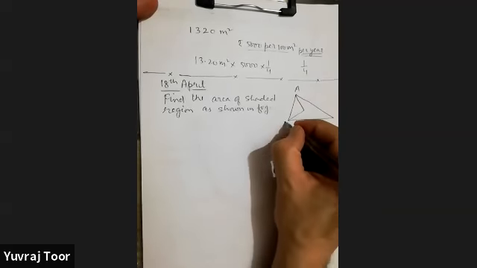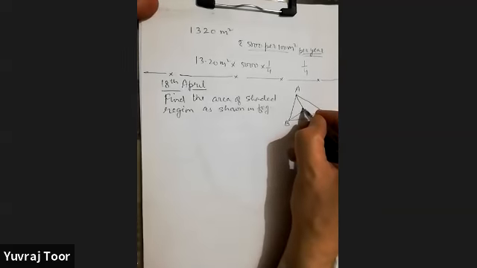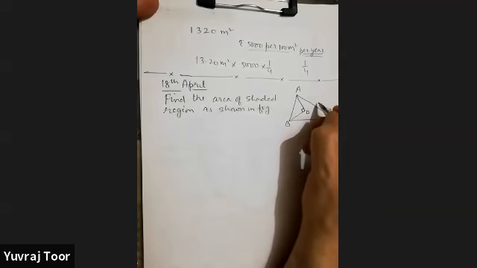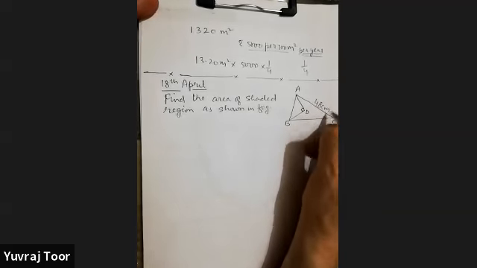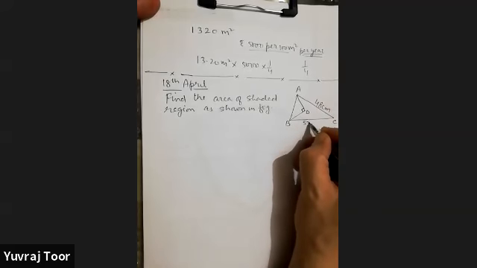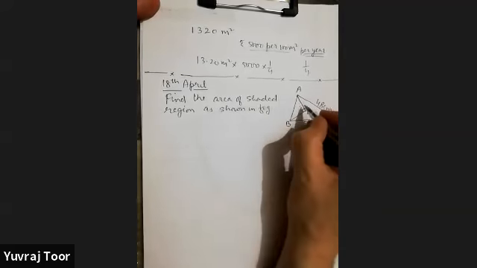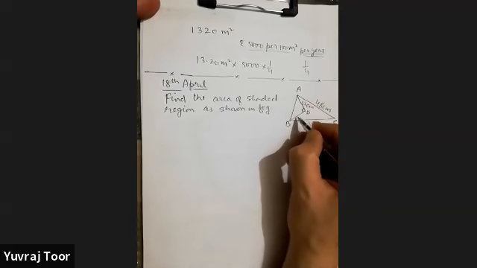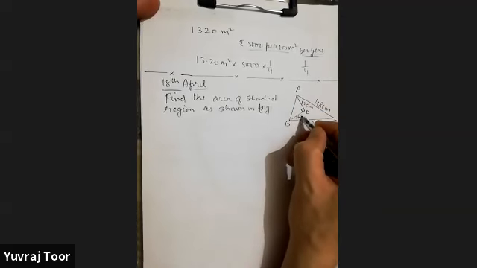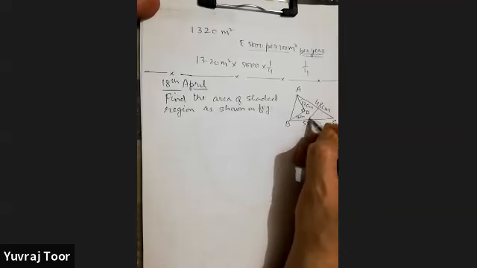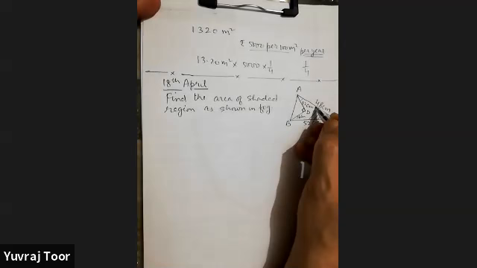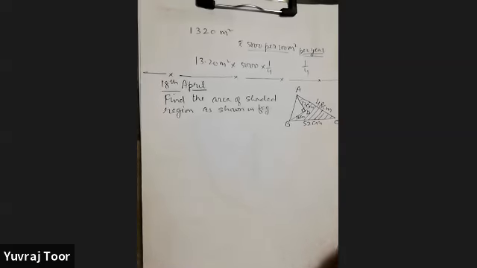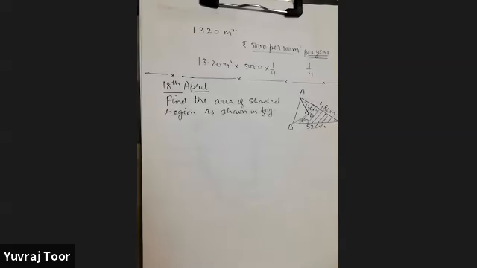A, B, C, and this is 90. Whenever this sign is there, it's 90. And this is D, 48 centimeters, 52 centimeter. This is 12 centimeter, and this is 16 centimeter, and the shaded region is this one. The whole of this is shaded. So we are supposed to find the area which is shaded.